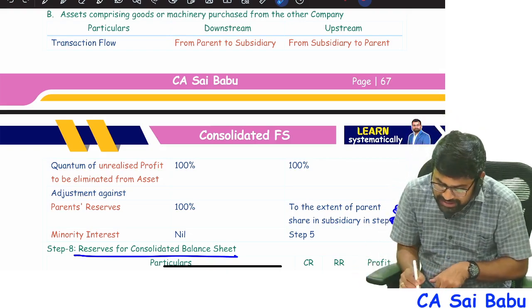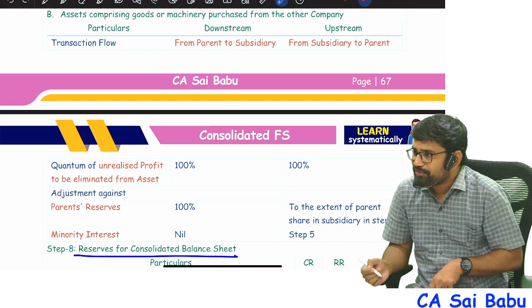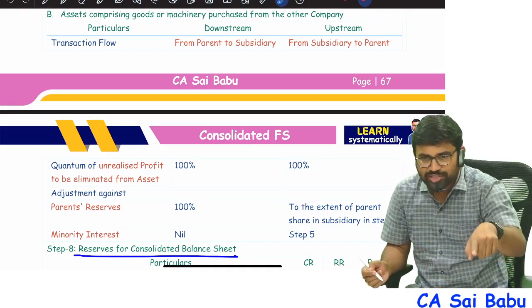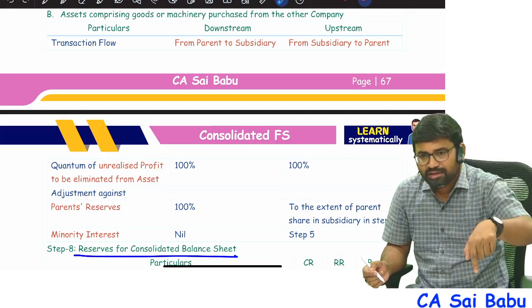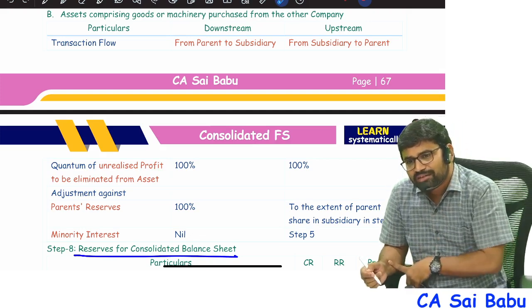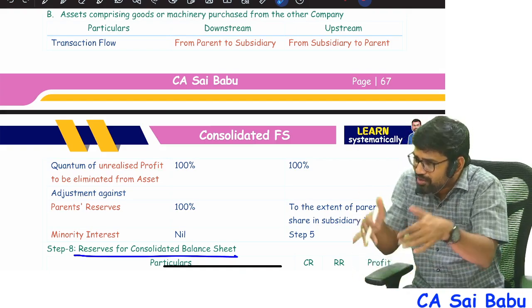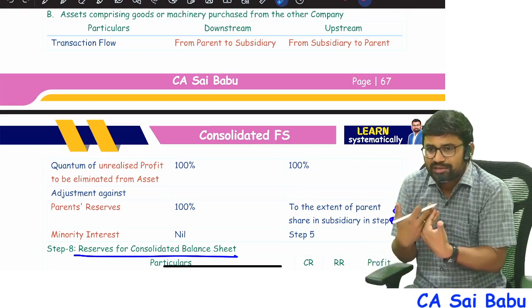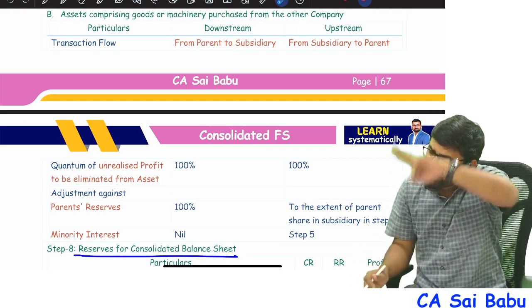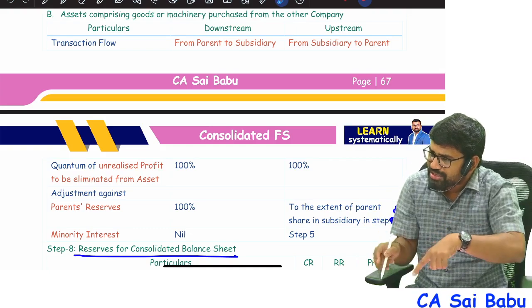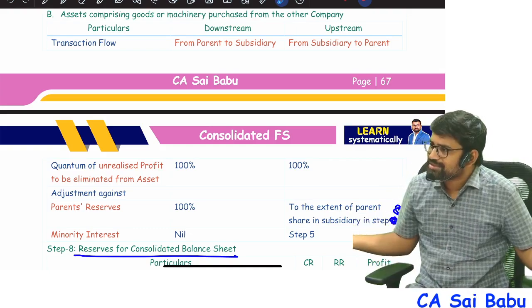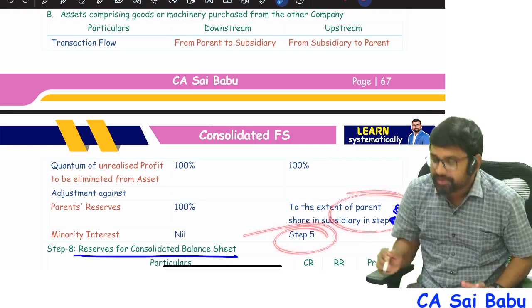But the profit is now which profit? Unrealized profit. So it has to be eliminated. Unrealized profit has to be eliminated. From where it will be eliminated? In whose accounts it is already included, eliminate. This unrealized profit, already we apportioned between parent and minority interest. So therefore deduct from both of them. That's it. That's why step number 8, step number 5.